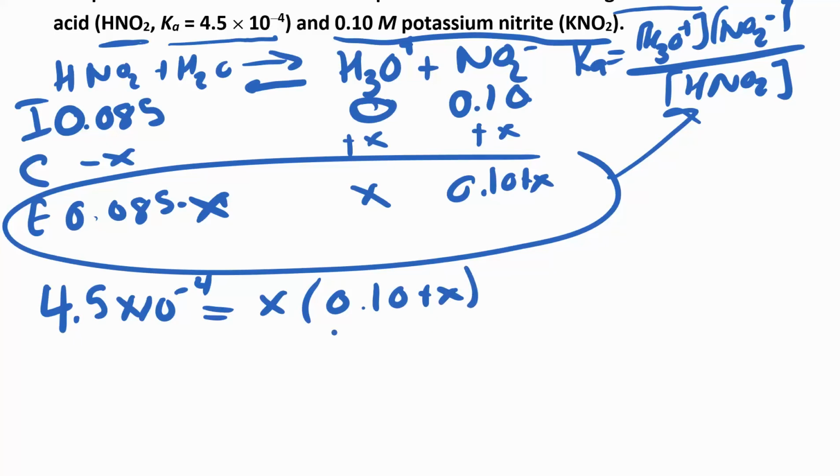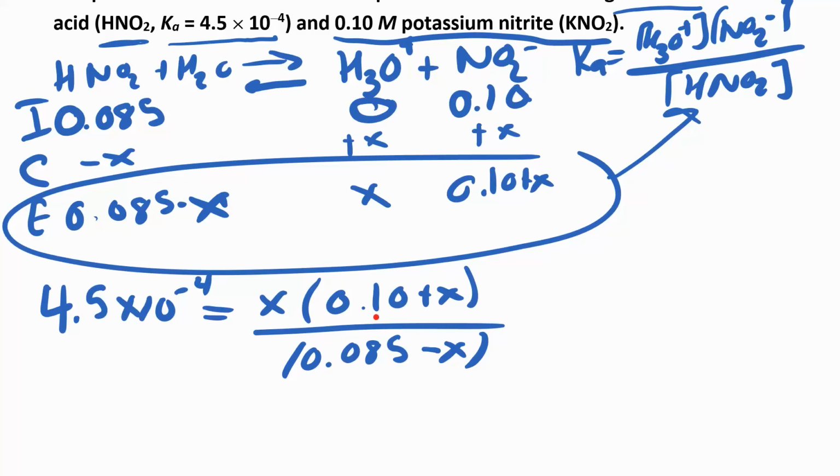0.10 plus x divided by 0.085 minus x, and life would be so much easier if we didn't have those x's on the bottom and the top, right? So all we're saying here is this number is pretty small, and we can confirm that. We can check the ionization later on to make sure that it's fine, that we don't need to use the quadratic. And so if this K is really small, that means this x is going to be small.